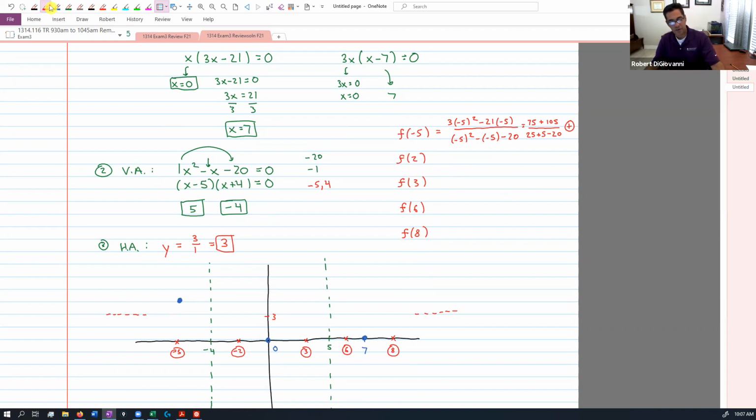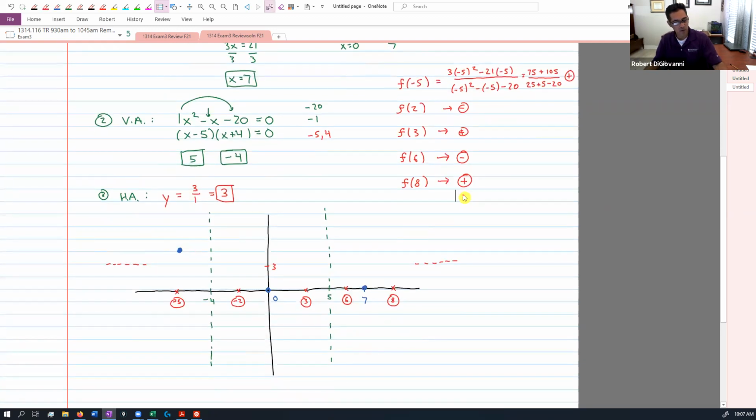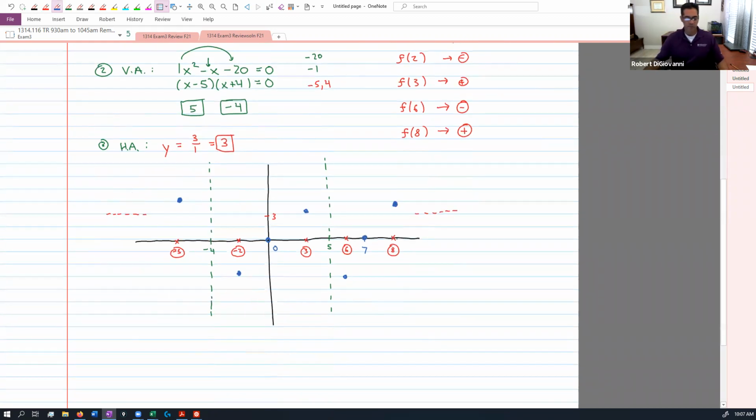So I'll tell you the answers here. This will turn out to be negative. They're gonna alternate on this particular problem. But I told you in class, we have to test each one of them. So at 2, we should be down. At 3, we should be up. At 6, down. And at 8, up. Questions?